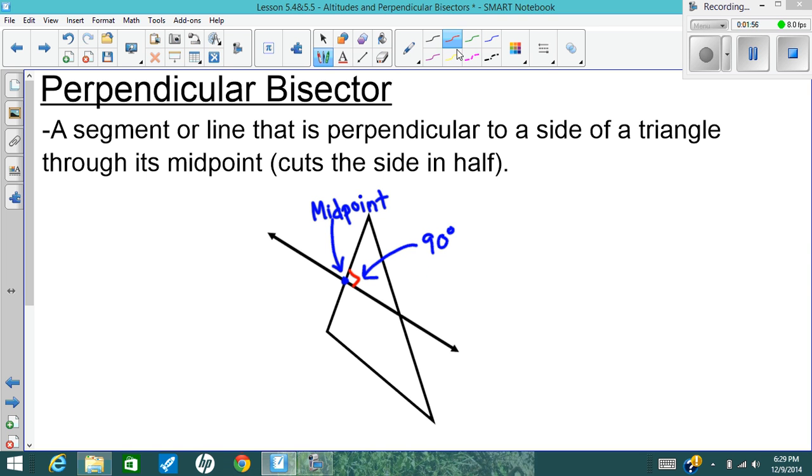And it also means that we have two congruent segments formed from this side. So this side is bisected, cut in half, and it's done so with a line that's perpendicular to it. So there's a couple pieces of information we get there.